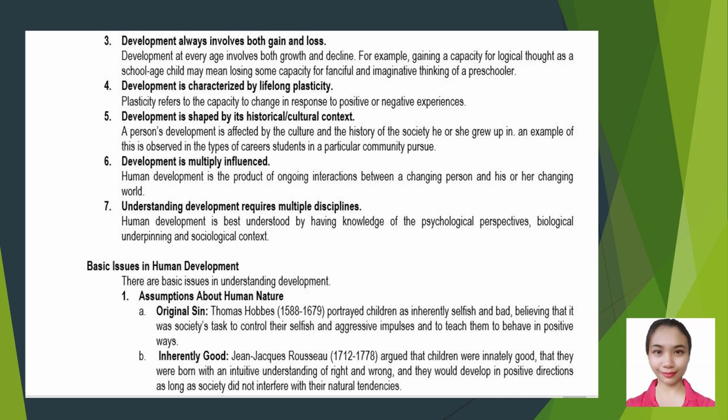And then next is number five. We have that development is shaped by its historical and cultural context. So a person's development is affected by the culture and the history of the society he or she grew up in. An example of this is observed in the types of careers students in a particular community pursue. So it is like development is contextual. Every human is a changing being in a changing world. So they change depending on their historical and cultural context, and we can see it while they are growing up. It has a big impact on their development as a human.